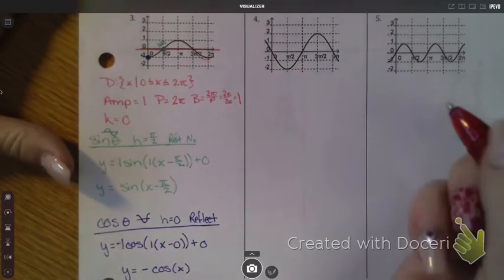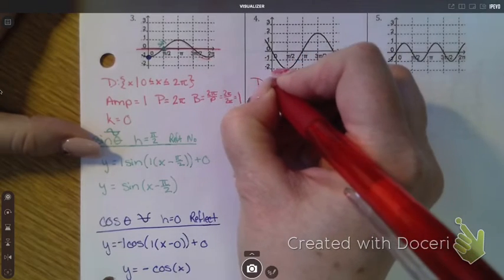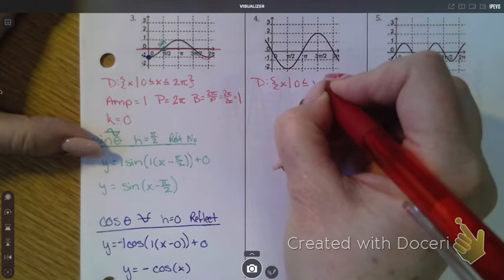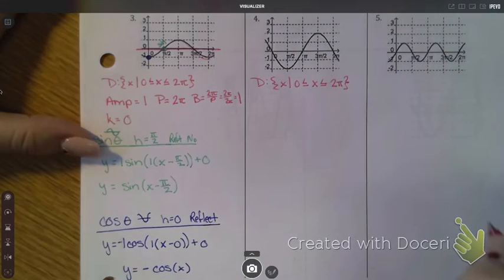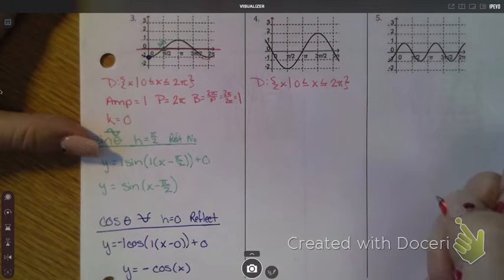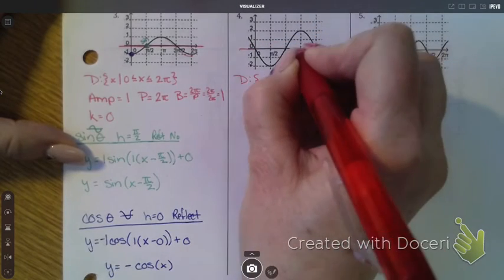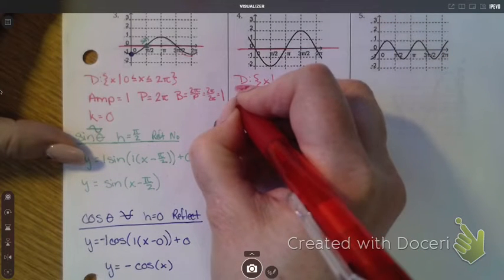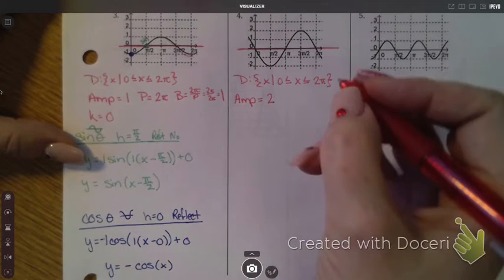Okay, so the next one. First thing I do is the what? Domain. After all the homework you do. What is the domain? X such that 0 is less than or equal to x, which is less than or equal to 2 pi. Now what? We find the amplitude. Find the amp. So I need to put on here the center of the curve. So it goes up 1, 2. Yes, Kelly, you're correct. So amp equals 2.